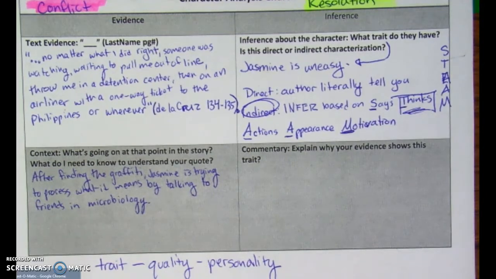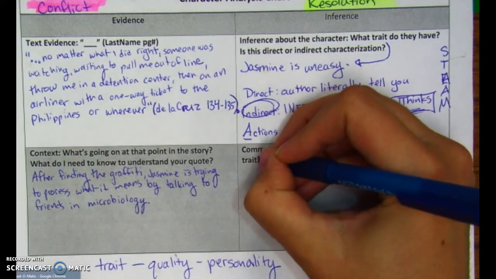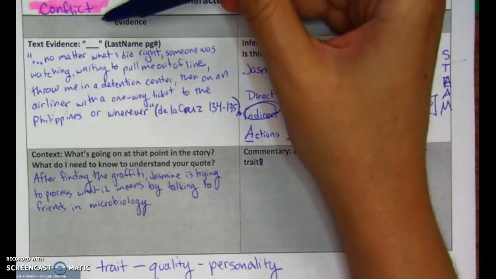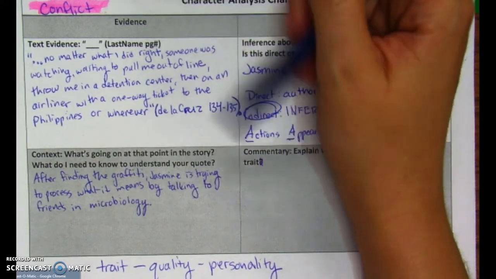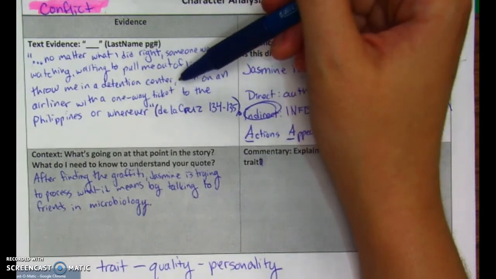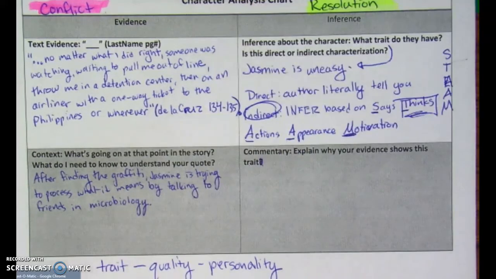Alright. Last step is the commentary. The commentary is where you explain, and this is the hardest part for people to get. This is where you explain why your evidence shows this character's trait. This is also where I'm going to tie in, for this one, the conflict into the trait. Because she is uneasy, this kind of creates the problem in the story.